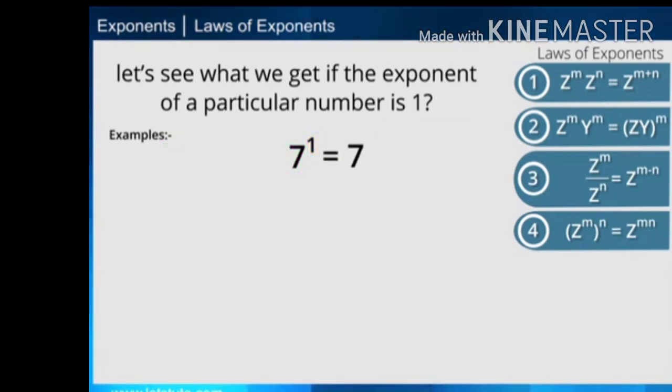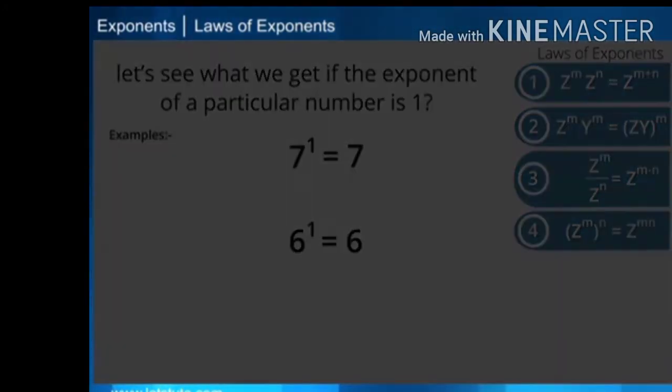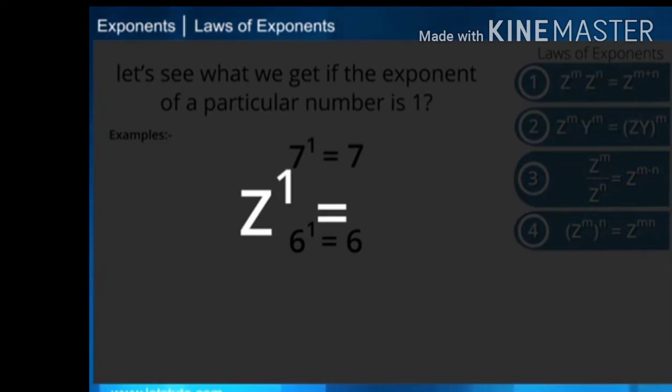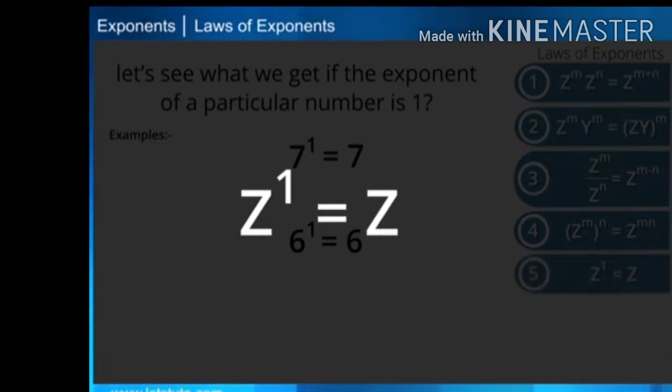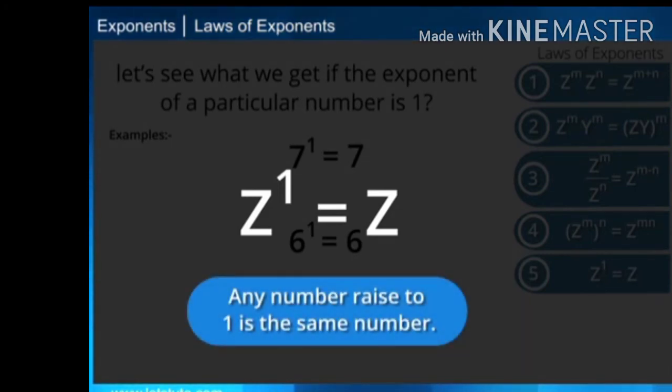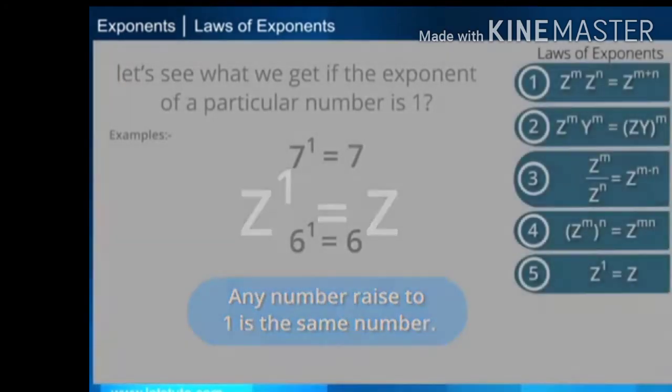Let's take another example. So here in general we can see that z raised to the power 1 is equal to z. So this is our fifth law of exponents. That is, any number raised to the power 1 is the same number.